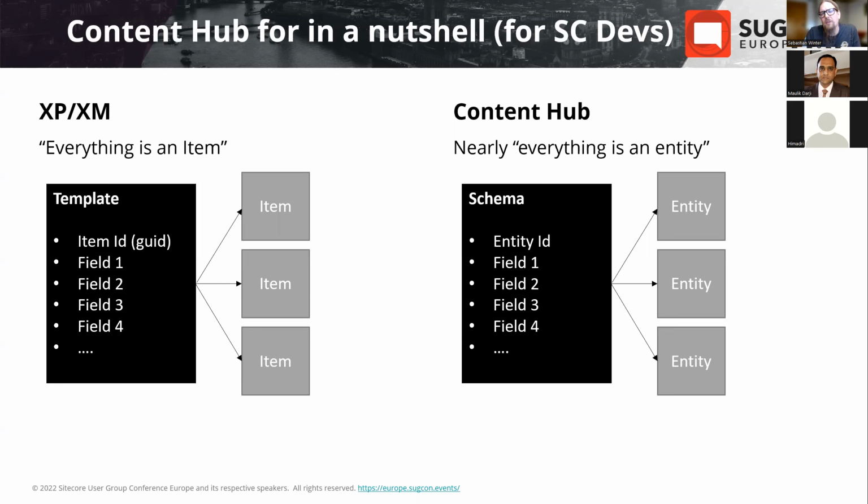Now, Content Hub is not so much different from that approach. Under the hood, you could say, at least nearly everything is an entity. Instead of an item, we call things entities in Content Hub. And an entity is defined through a schema. A schema, as an equivalent to a template, defines the data structure and what fields and field types are provided for an entity, so that you can put data.